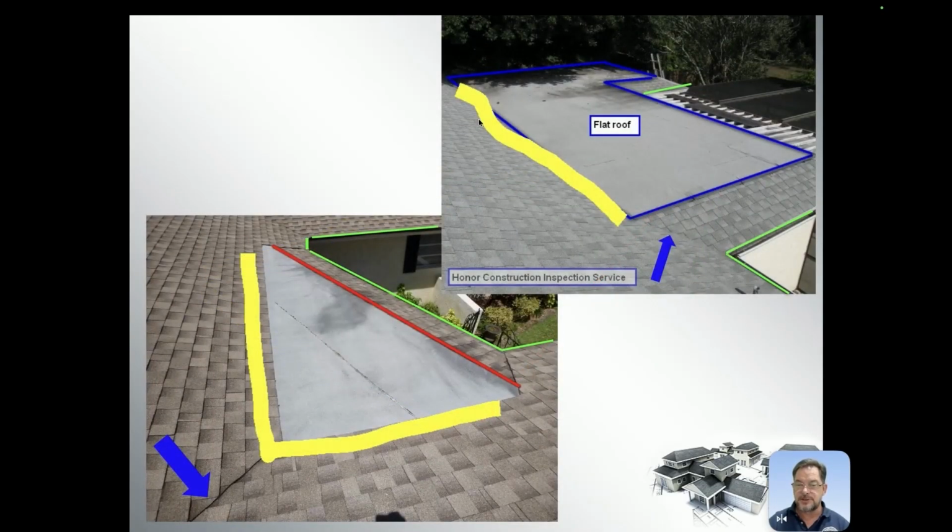Same thing with these pictures here. So we have the green line is the perimeter. On the bottom picture, the red line is the non-hip section. This is a very old picture, and what happened was we did this inspection. The inspector didn't look at an aerial, and he missed that flat section. So you'd have to measure the perimeter of that flat roof as other, and the valleys we don't count those.